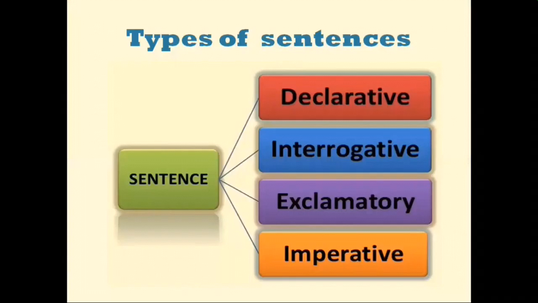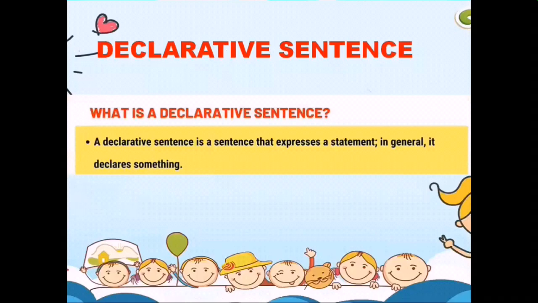Now we are going to learn about 4 types of sentences. That is declarative, interrogative, exclamatory and imperative. First is declarative sentence. What is a declarative sentence? A declarative sentence is a sentence that expresses a statement. In general, it declares something.